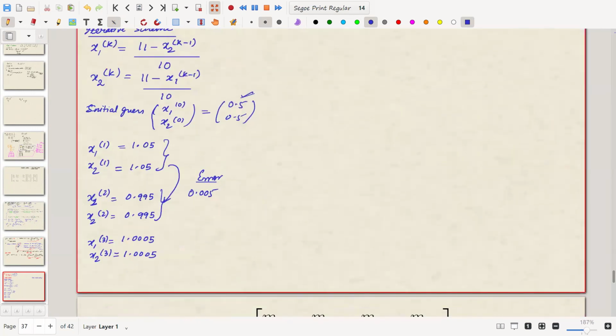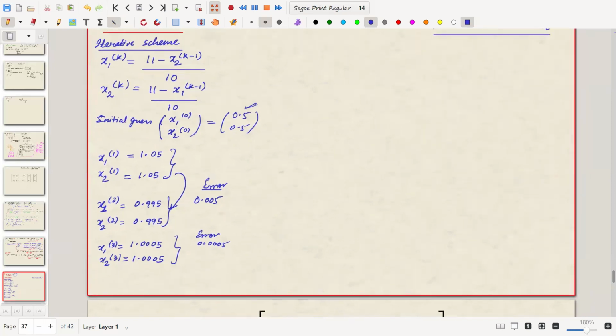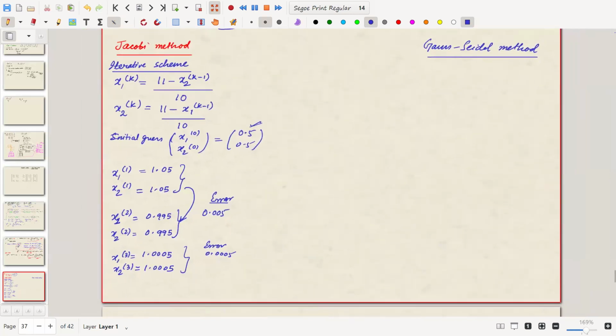Now, when you did 1.0005, the next iteration, what is the error here? 0.0005. So you can see the error keeps on decreasing, and at the same time, you converge to the solution in a nicer way. Okay. Now, this is the Jacobi method, and we stop at the Jacobi method.